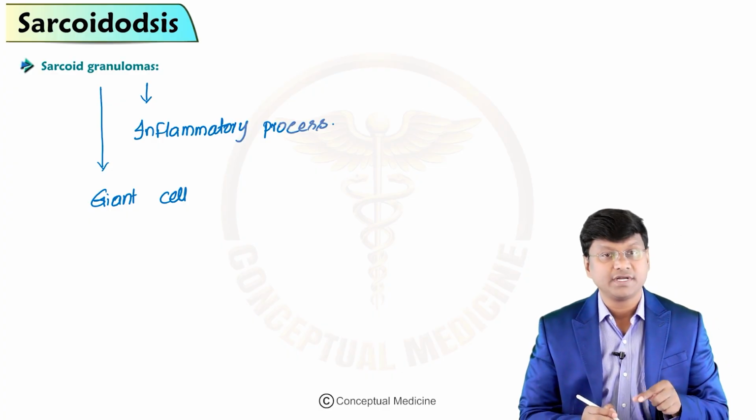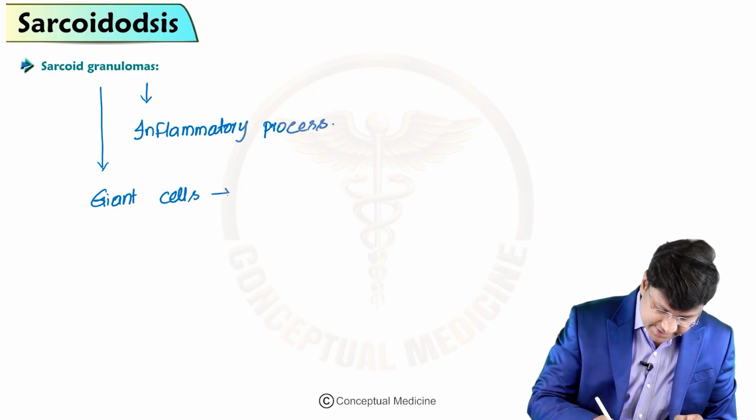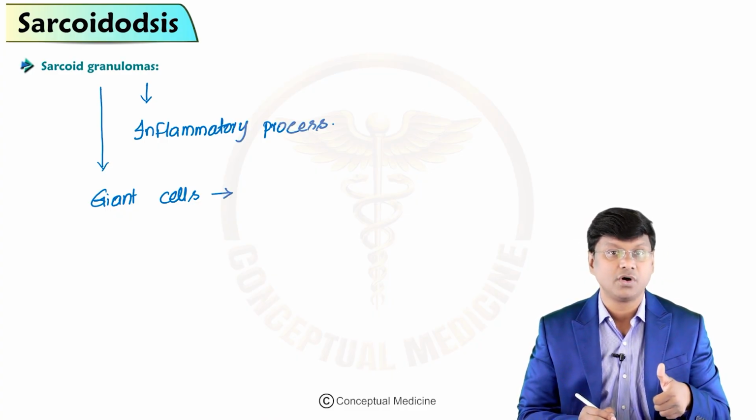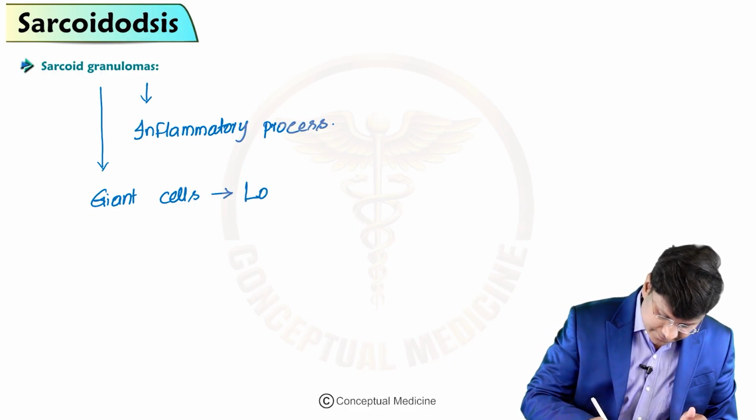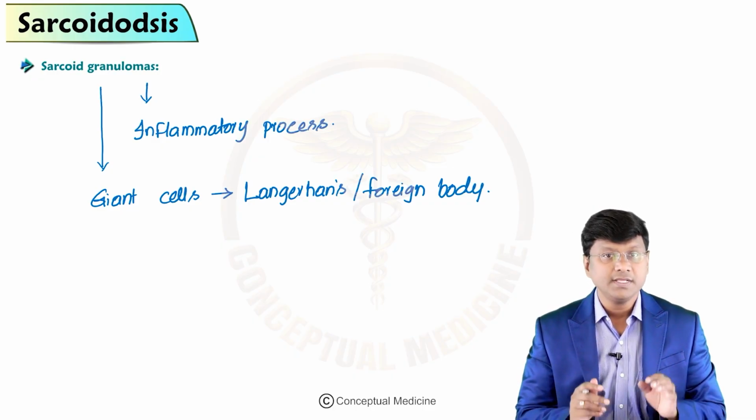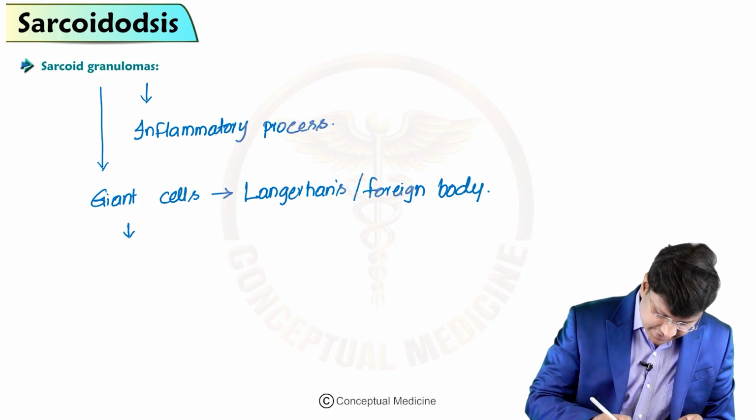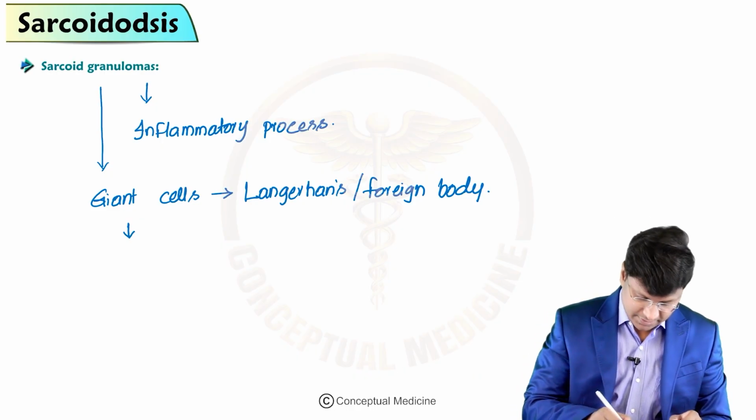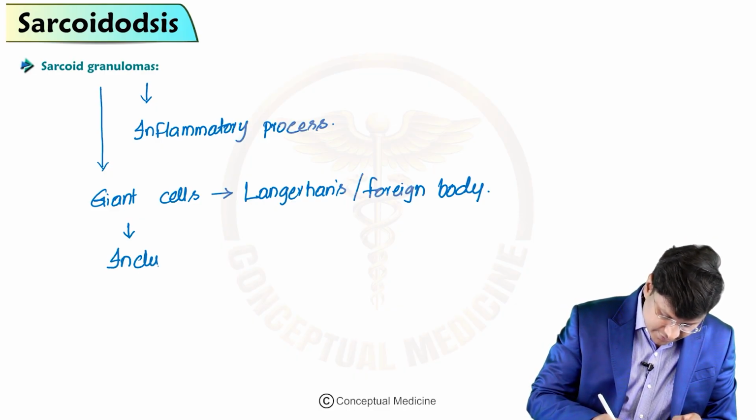And you should know what type of giant cells are in this sarcoid granuloma. They are Langerhans giant cells or the foreign body variety of giant cells. And these giant cells often contain inclusion bodies.